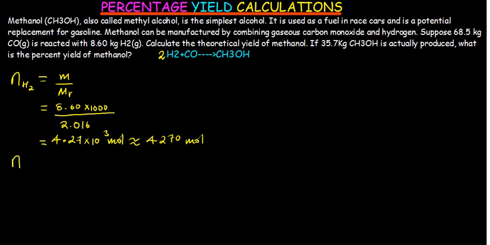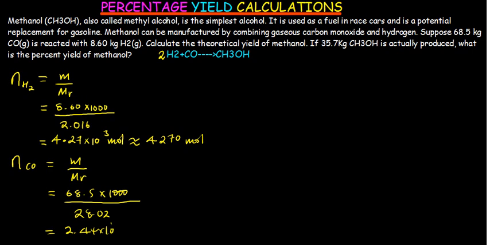Let's determine now the number of moles of carbon monoxide, which is also given by the mass divided by the molar mass. The mass of carbon monoxide we have is 68.5. We also need to multiply by 1000 because it is in kg, to convert to grams. The molar mass of carbon monoxide is 28.02, and this gives us 2.44 multiplied by 10 to the power 3 moles, which not in standard form is 2440 moles.